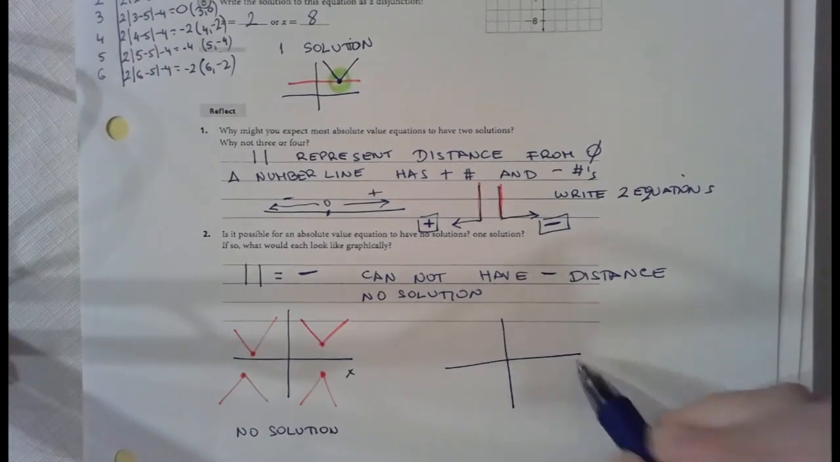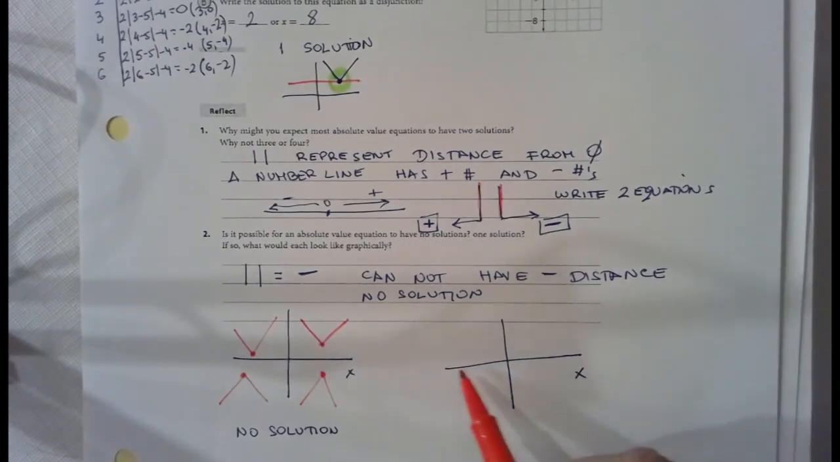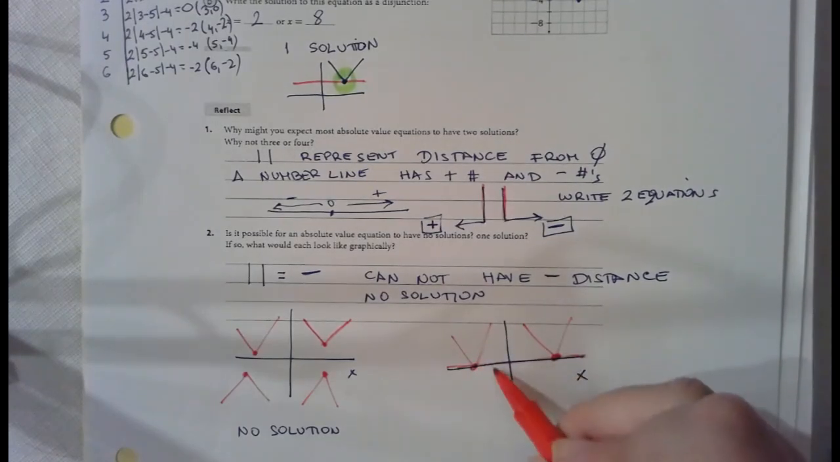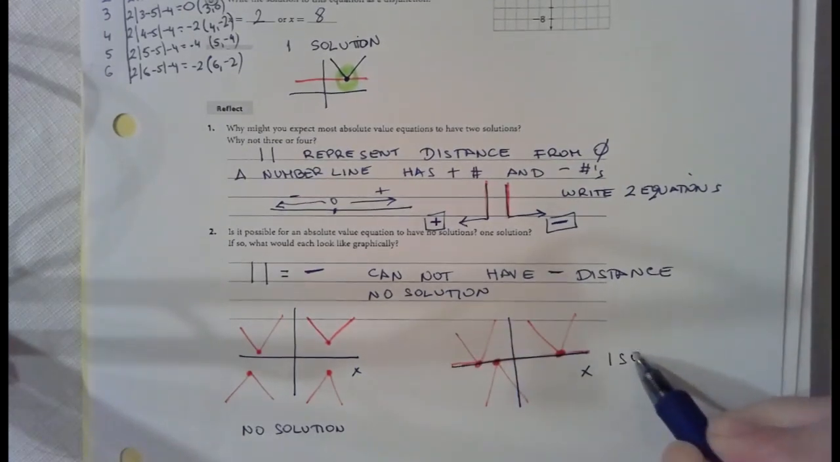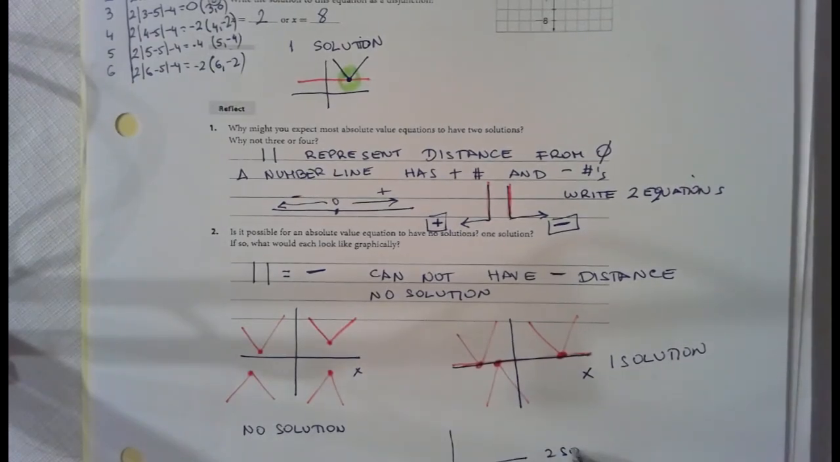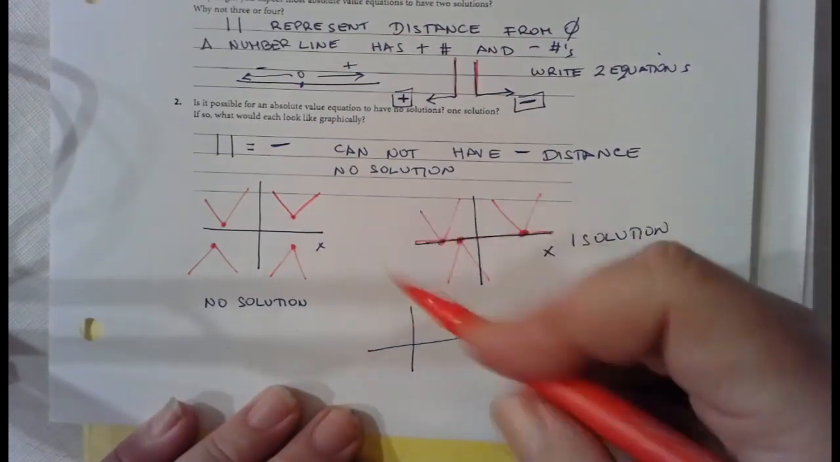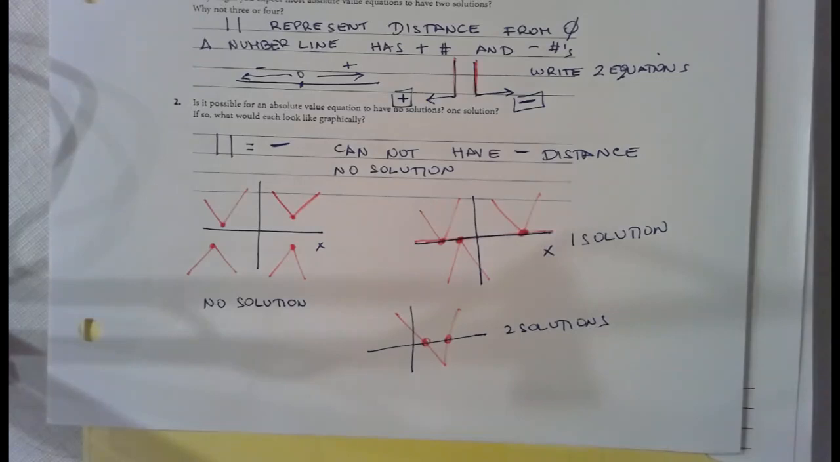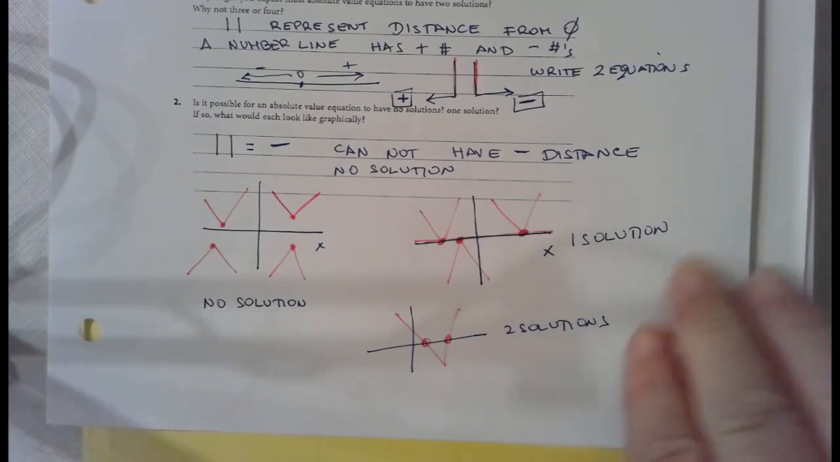And to have one solution, if I'm looking for the x-axis, one solution would be if it touches in one place. This is one solution. And of course, two solutions is if my line crosses in two places. That would be two solutions. Okay? So let's go to the next one.